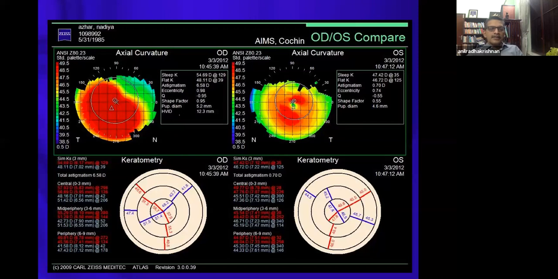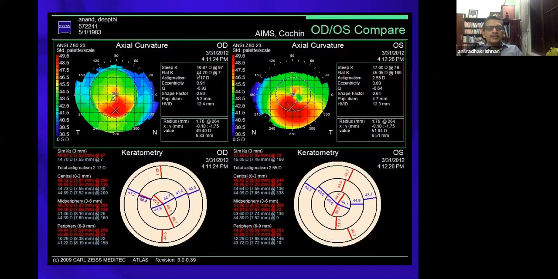Another example, this is a patient who has got a lot of red here. So what do you infer? Just look at the color coding. It is more than 49.5. If you look at the steep K and the flat K, it is 54 and 48, clearly out of the normal range. So this has to be keratoconus unless proved otherwise.